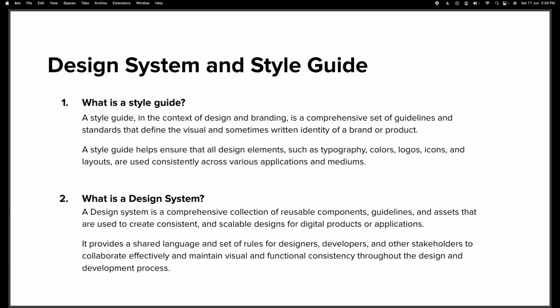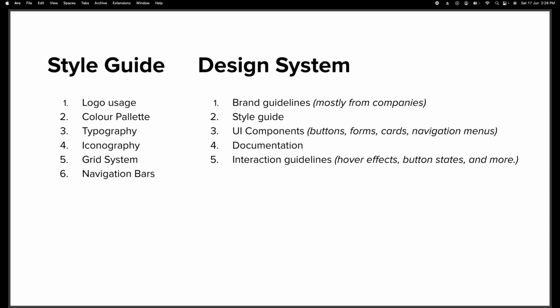Now, what is design system? Unlike style guide, design system is a comprehensive collection of reusable components, guidelines, and assets that are used to create consistent and scalable design for digital products or applications. So, style guides are just things you need to create a particular design, whether a mobile app or a website. But a design system is more complicated because it carries the brand voice of that particular product. Let's move forward for more explanation.